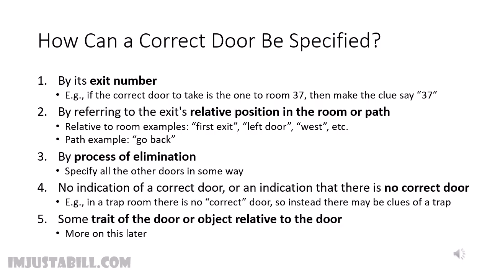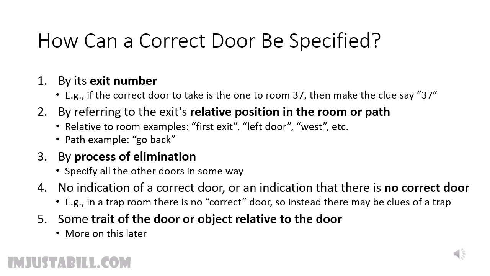Or it could be something relative in another way, like as we've seen in some cases, go back, some indication in the room saying we need to take the door that we entered from. And another one, as we've seen a number of times, you can specify a door by process of elimination. So in other words, you specify something about all the other doors in the room except the special door.